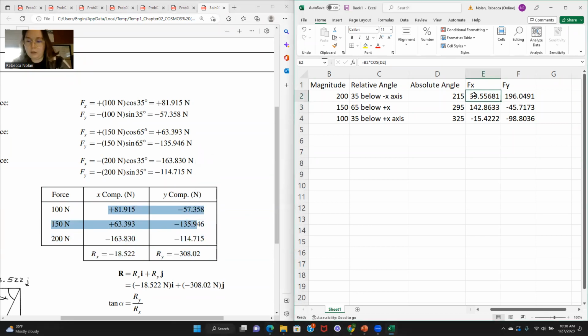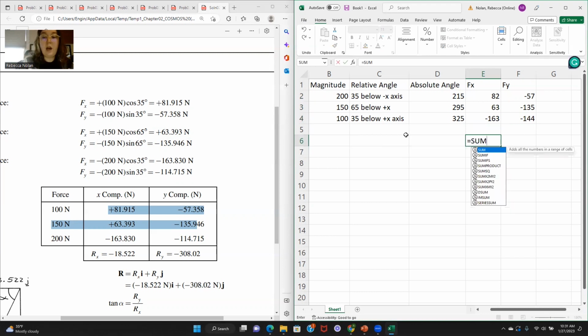So I'm going to do a rough thing to get our answers. -57, -135, -144, -163. Should have done 64, whatever. And 6, oh no, and 63. Okay. So then our resultant is going to be the sum of these columns.